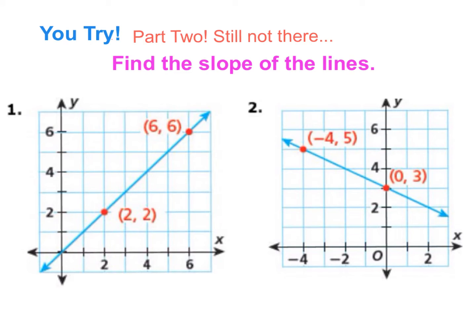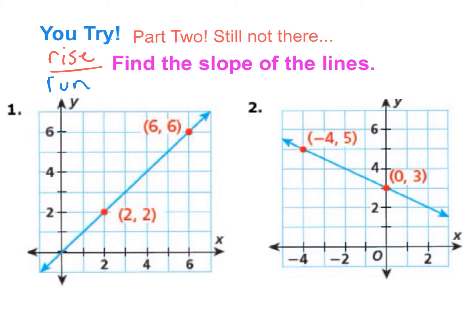You try. For these 2 graphs, find the slopes. Go ahead and click pause now, and we'll go over the answers. So if you remember, our slope is our rise over our run.